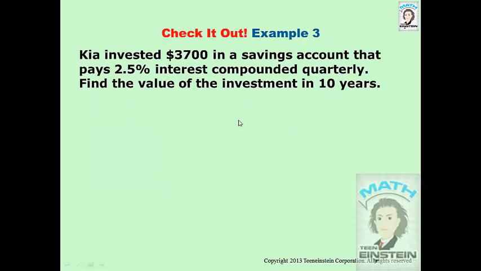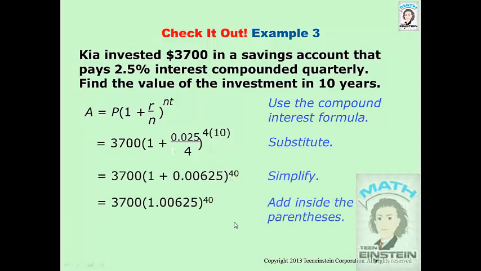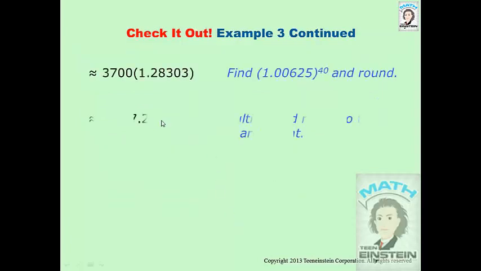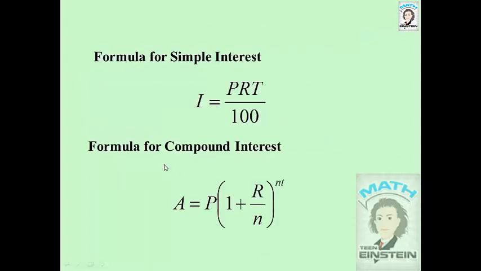Another example, Kia invested $3,700 in a savings account that pays 2.5% interest compounded quarterly. Find the value of the investment in 10 years. P is 3,700, r is 2.5 over 100, n is 4, T is 10. Use a calculator, get the amount. He will be receiving $4,747.20 after 10 years.